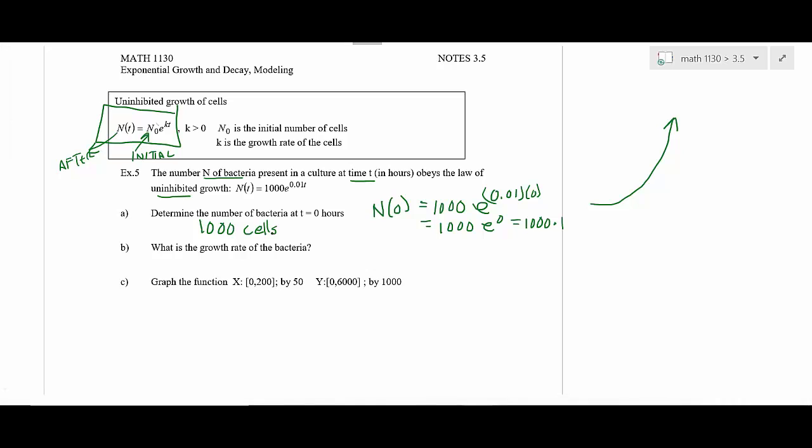Now, you didn't have to do that because it's built into the problem. When t is equal to 0, that number in an exponential equation is the starting point. So you could automatically know that that's 1,000. If you don't, you figure it out. Now the growth rate. The growth rate is the coefficient of t, so that's going to be 0.01, or in percent form, 1%. So it's a 1% growth rate.